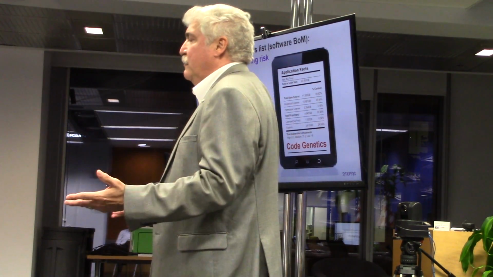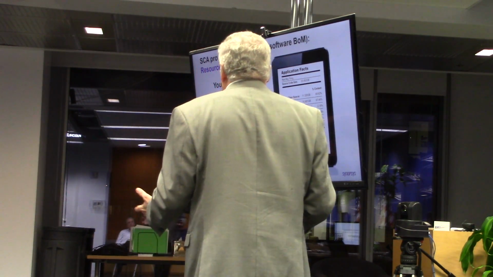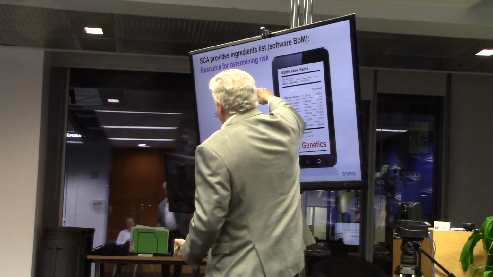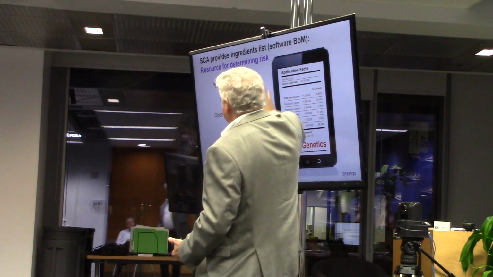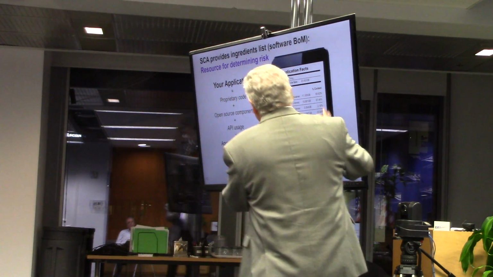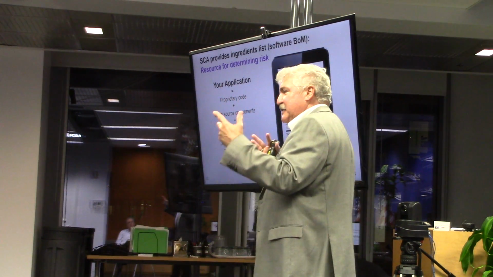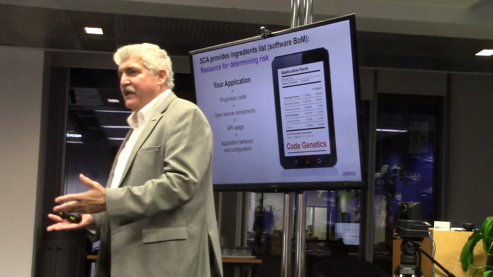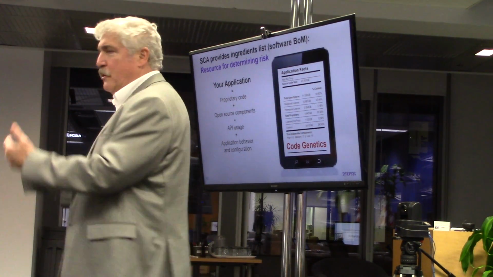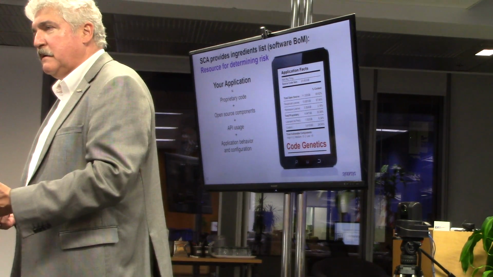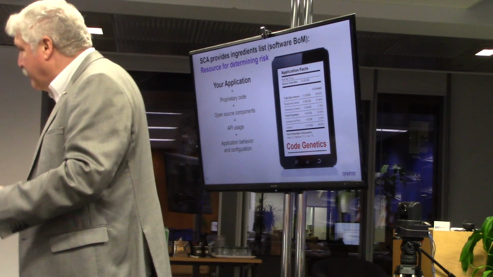Because what that is, it's essentially helping you identify code genetics. Because it's the ingredients list. It's your application, which means the proprietary code, the open source components, API usage, application behavior. That's what you're getting. It's application facts. What do I have here? If you're trying to do asset management for your organization and you don't have a bill of materials for your individual assets, when a new threat comes out, is it applicable to you?